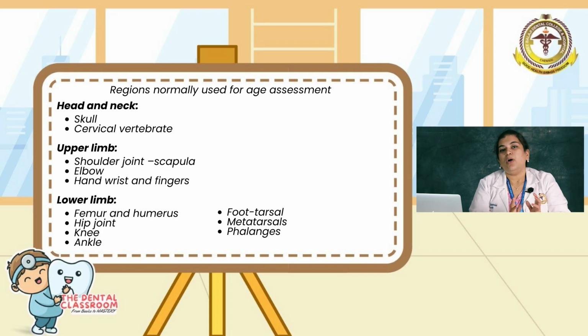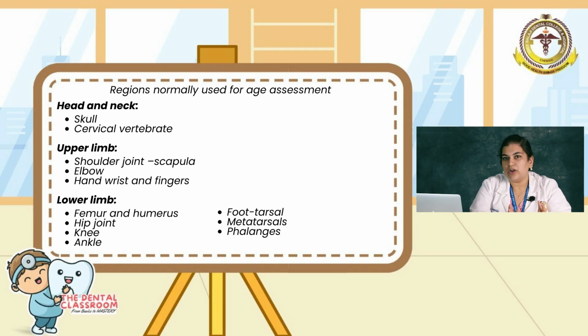Now, what structures are usually used to identify the skeletal maturity or identify the age of an individual? You have different components. At the head and neck region, you can use the skull, you can use the cervical vertebrae. At the upper limb region, you could use your scapulary joints, you can use the elbows, or you can use the entire hand wrist. And in the lower limbs, you can use your long bones such as the femur, humerus, knee, ankle, etc.